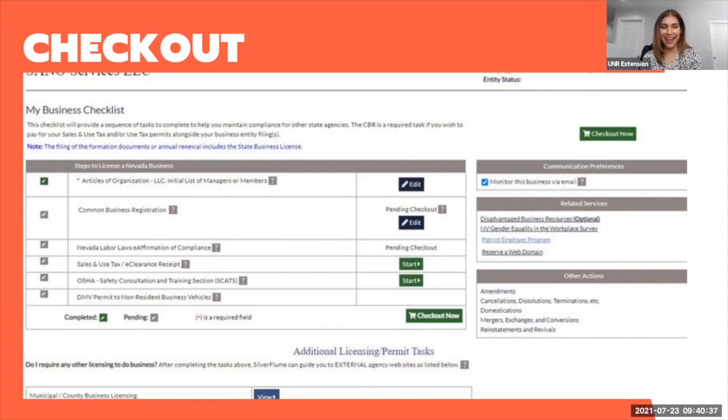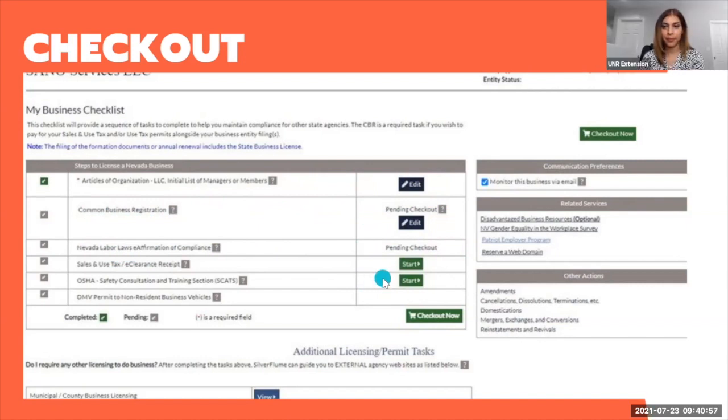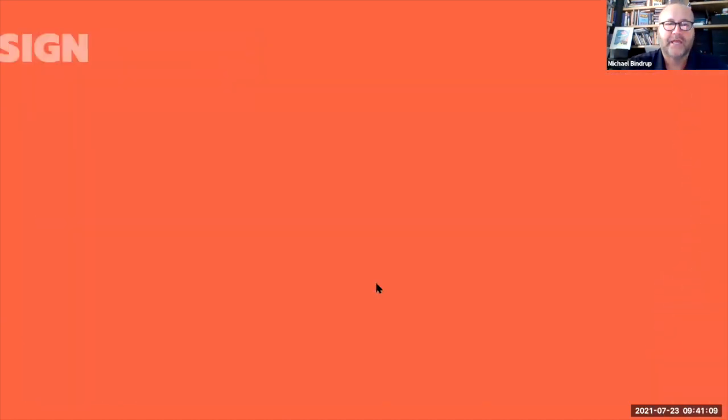Okay. So here we've set up our articles of organization. That's our initial list of managers. That's done. We did our common business registration now. We did our labor law certification. We can go through and do our sales and use tax receipt, and we can do workers' comp too. It even does a DMV permit for non-resident business vehicles. It covers a variety of issues. You can go through these. They're optional, but we're going to go ahead and check out now.